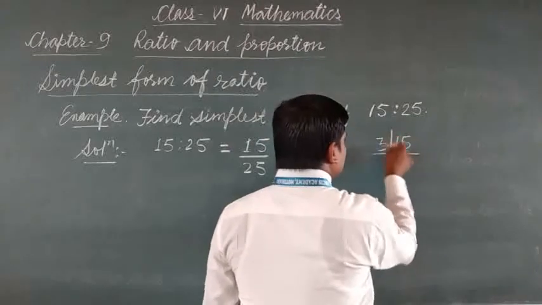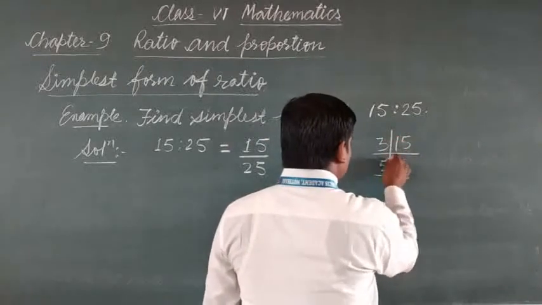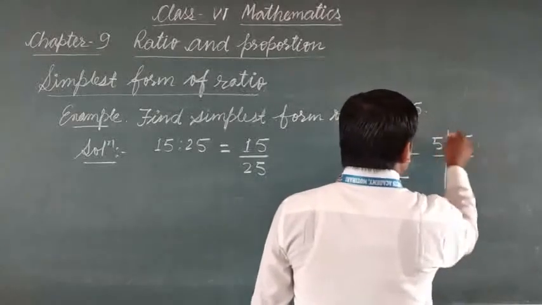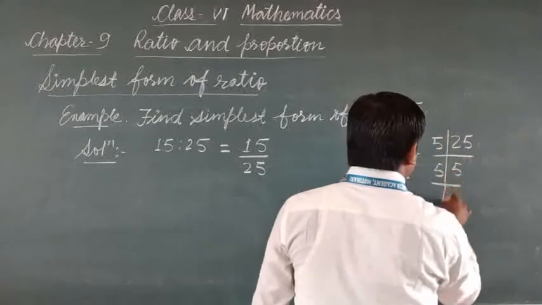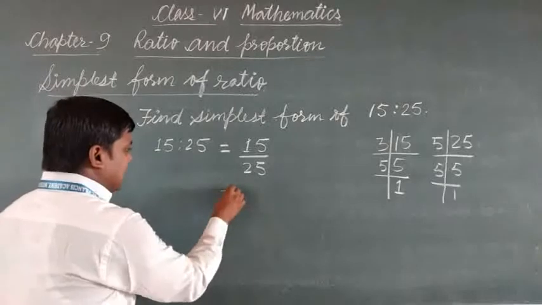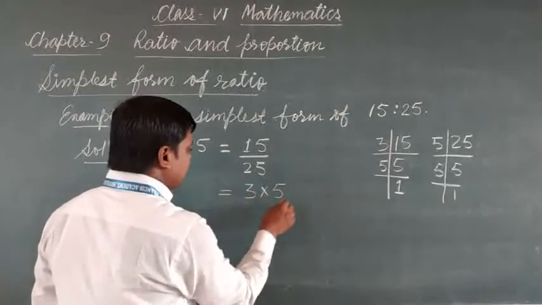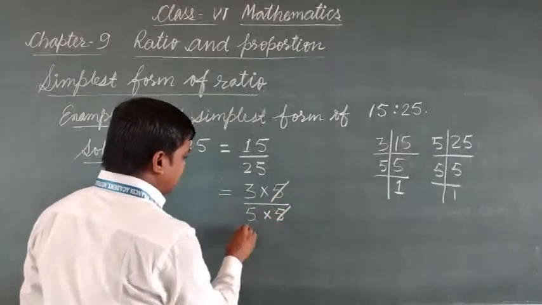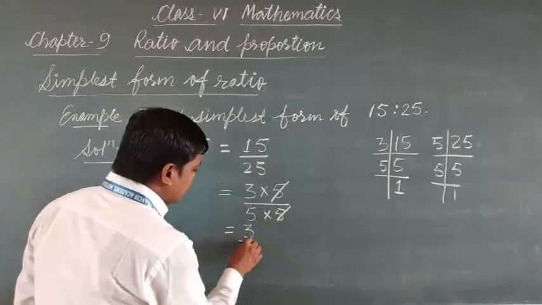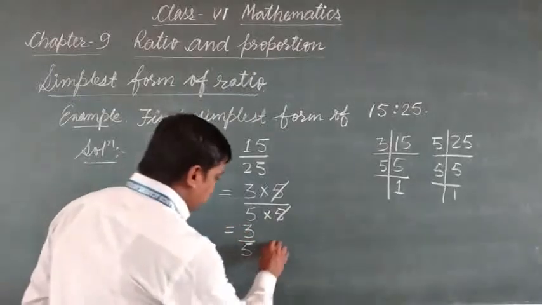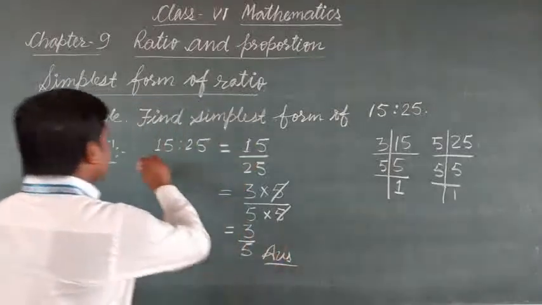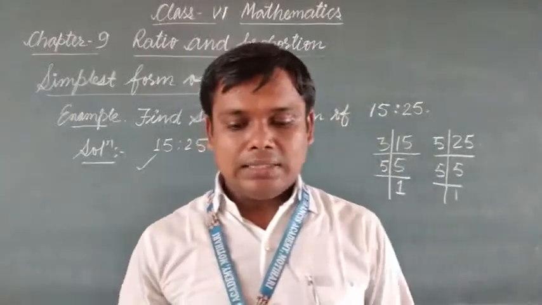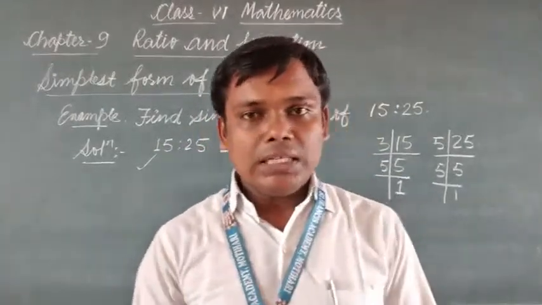15 is 3 into 5 into 1, and 25 is 5 into 5 into 1. So we can write it as 3 into 5 by 5 into 5. The 5 cancels. We will be left with 3/5. This is the simplest form of the given ratio. This is our answer. I hope you understood how to calculate the simplest form of a ratio.